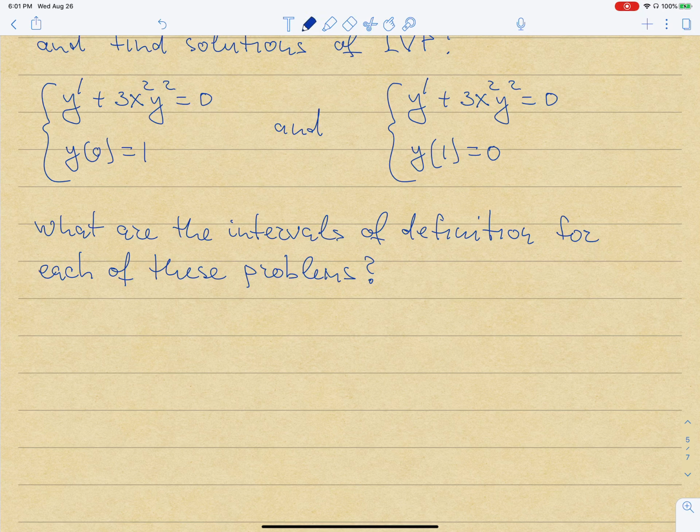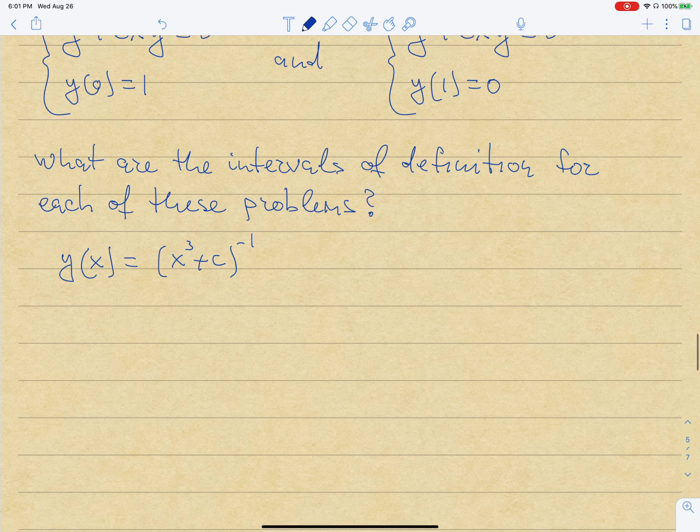So if I have y of x is x cubed plus c to the power minus 1. So then I compute the first derivative. That's going to be computed according to the chain rule. So y prime is minus x cubed plus c to the minus 2. Derivative of the outside function times the derivative of the inside function, so times 3x squared.